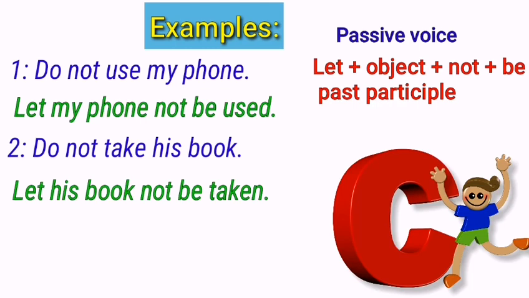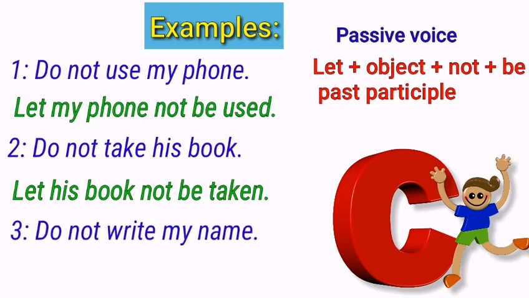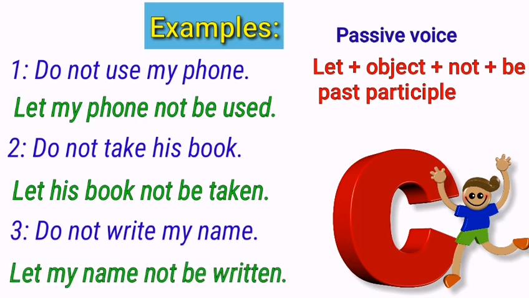Let's try another one. Do not write my name. It can be changed as: let my name not be written. You can see, first we have added let, then an object, then not, and then be, and at last the third form of the verb.